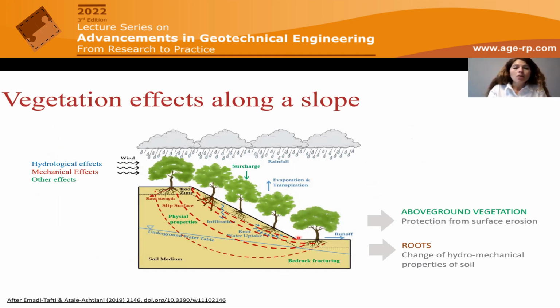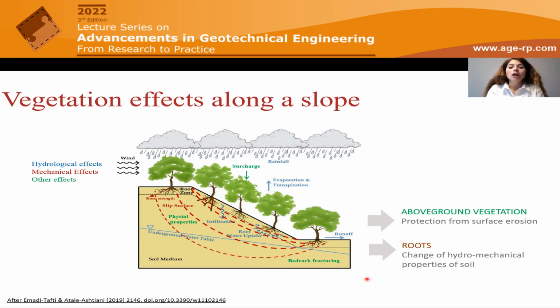So we all know that above-ground vegetation, for example, affects the change in surface water runoff or rainfall interception, as well as evapotranspiration. Roots can instead have effects both on the soil mechanical properties, but also on the hydrological part. For example, they may change the infiltration rate, but they can also change the soil water content through root water uptake, thus also changing the level of the phreatic line.